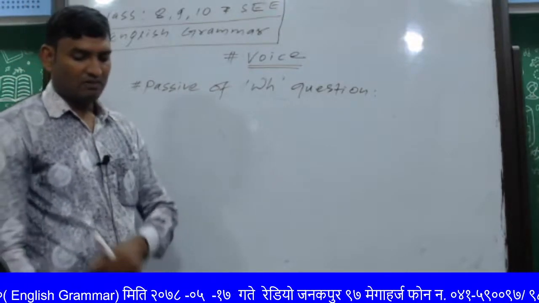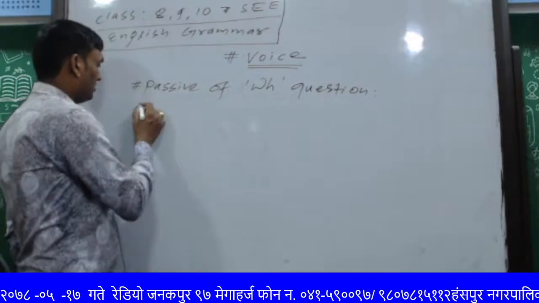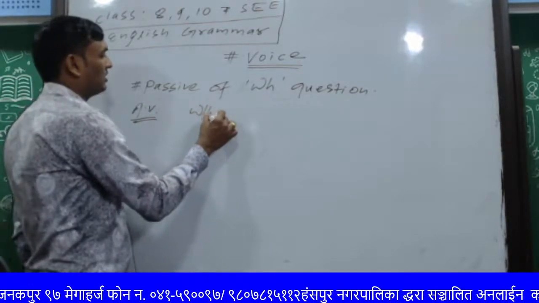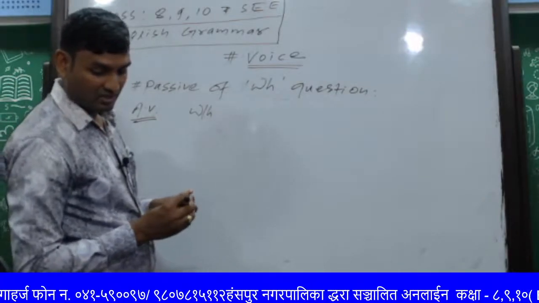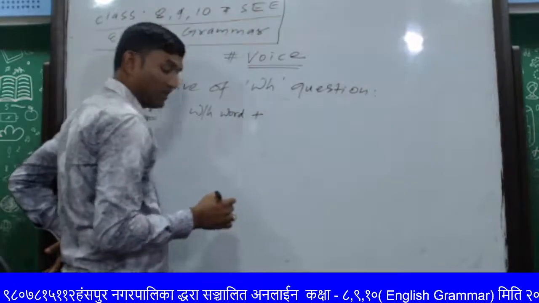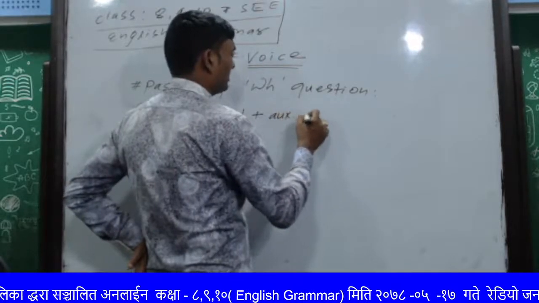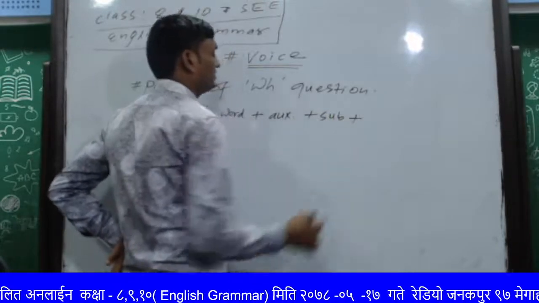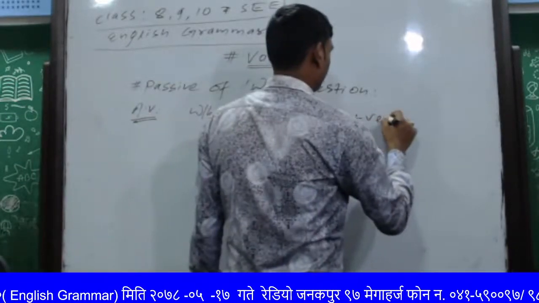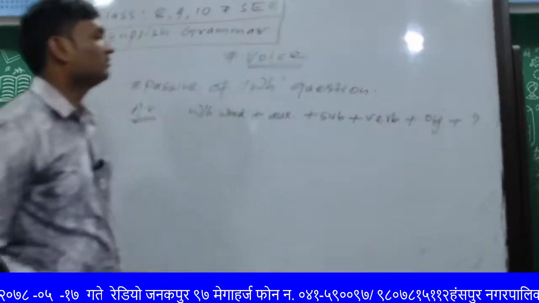So the passive of WH question, the active structure of this one is: first, the WH word. After the WH word, auxiliary. AUX means auxiliary, then subject. After subject, verb, then object. At last, a question mark, because this one is a question.